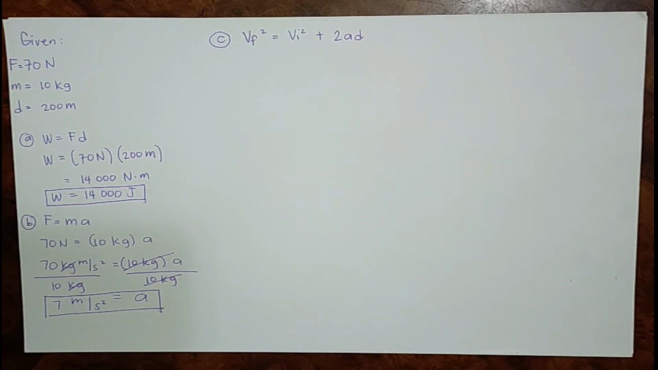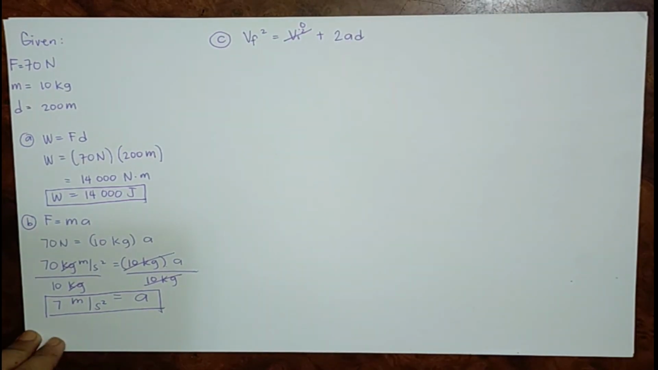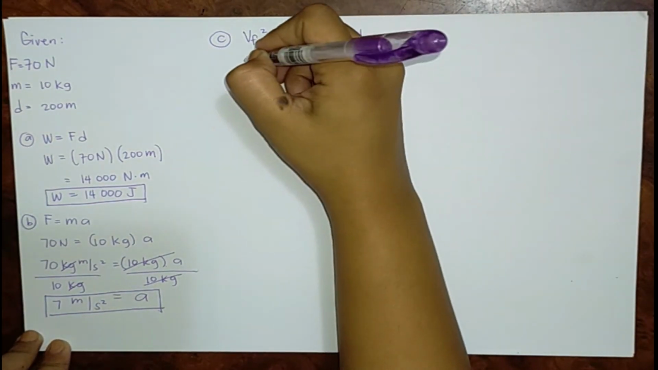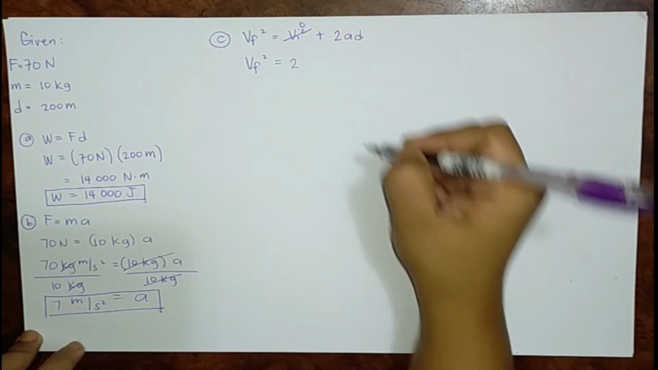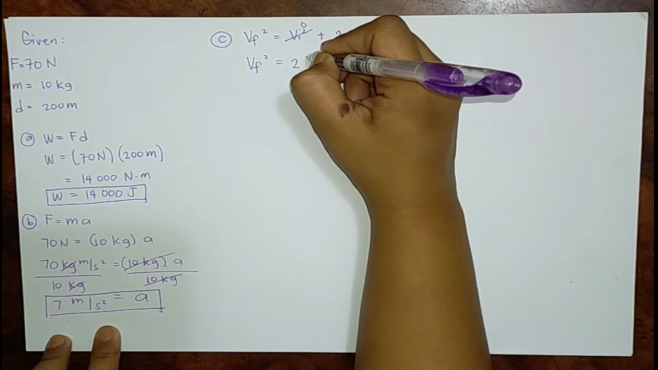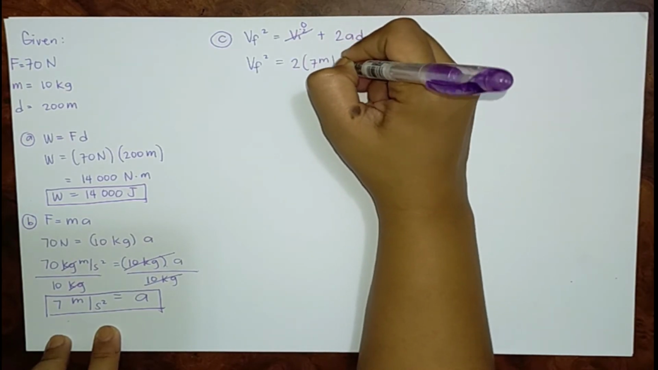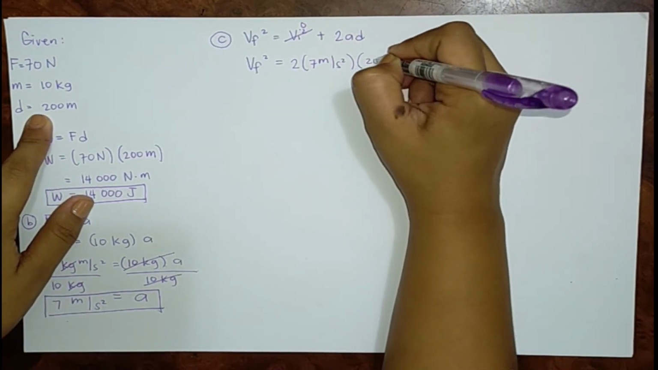And of course, as we all know, before the block moves from one place to another, it is initially at rest. So therefore, the Vi or the initial velocity is equal to 0. So we just simply cancel it in the equation. Now let us solve for the Vf or the final velocity. So Vf squared is equal to 2 times the value of acceleration, which is already calculated for letter B. Just use the value. We have 7 meters per second squared times the d, which is 200 meters.